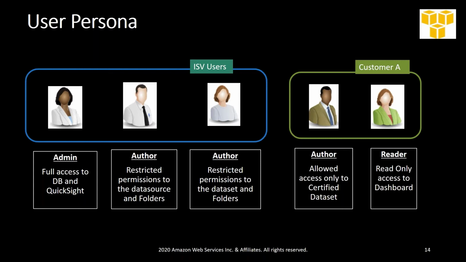One of them is a data curator who will have permission to access a data source and folders in order to organize the work that they are doing. And another author will be able to create visualizations and will have permissions to access what is called a data set. We'll learn more about what a data source and a data set are within QuickSight's context.